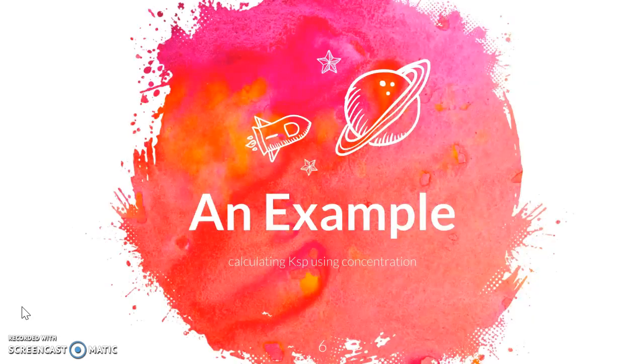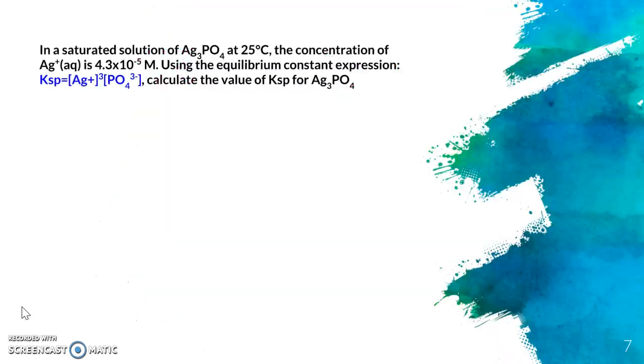So now it's time to do an example, and we're going to be calculating KSP using concentration. In a saturated solution of silver phosphate at 25 degrees Celsius, the concentration of the silver ion is 4.3 times 10 to the negative fifth molar. Using the equilibrium constant expression given here, we're going to calculate the value of the KSP for the silver phosphate. It's important to notice that in the KSP expression, we won't include any pure solids or liquids.